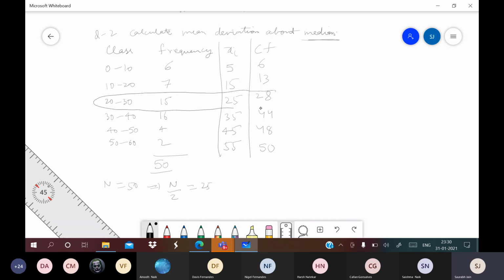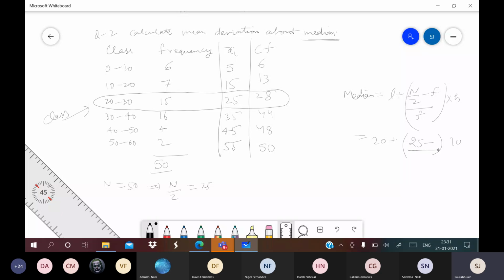Circle this, and now use the formula for median, which is L plus n by 2 minus capital F upon small f into h. Put these values here. So what is L? L is the lower limit of median class. This is the class 20 to 30. Lower limit is 20. N by 2 is 25. What is h? Class size. What is the width of the interval? In each, you can see it is 0 to 10, 10 to 20, 20 to 30. So the class size is 10.